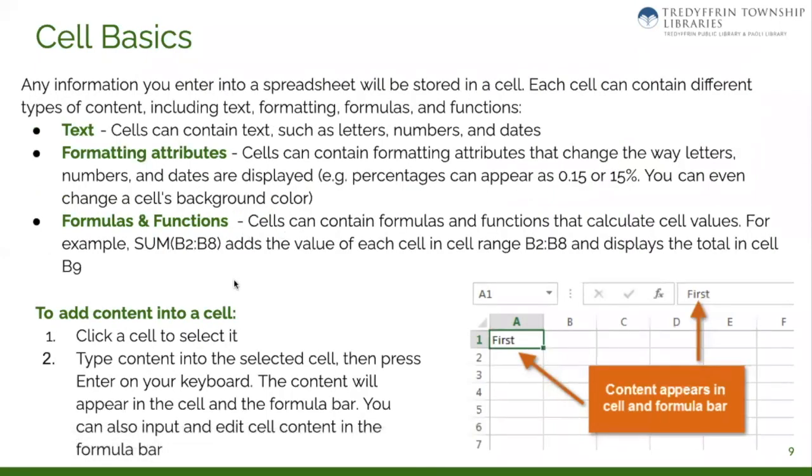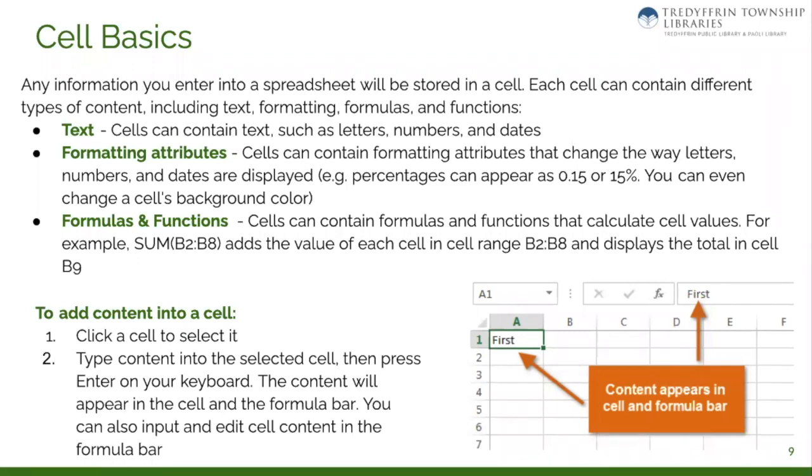Any information you enter into a spreadsheet will be stored in a cell. Each cell can contain different types of content, including text, formatting, formulas, and functions. Text can be something as simple as letters, numbers, or dates. Formatting attributes change the way that letters, numbers, and dates are displayed.